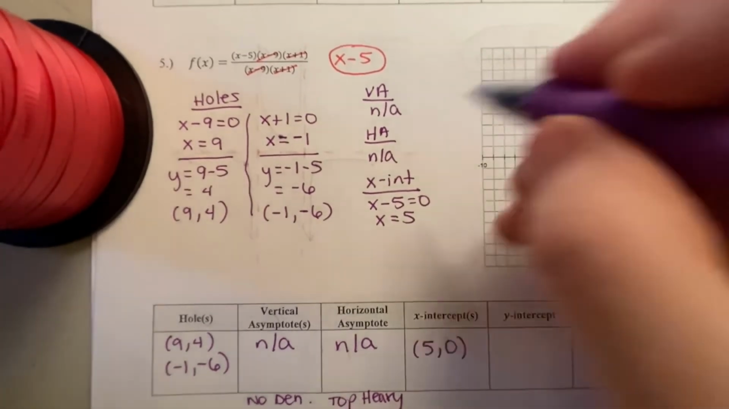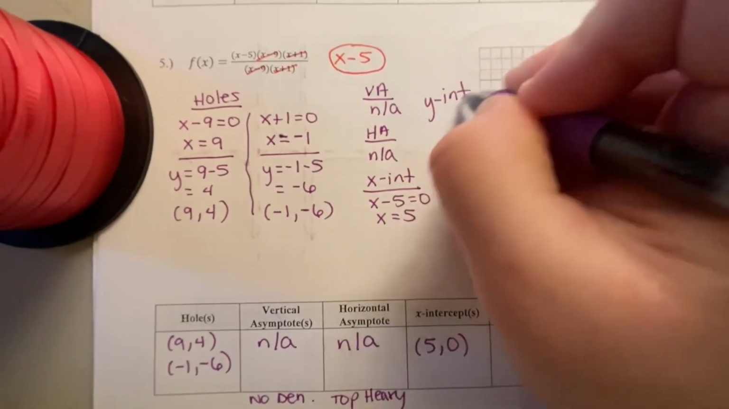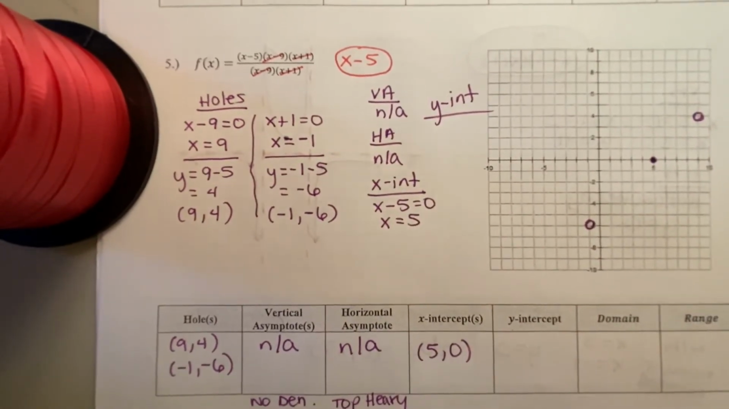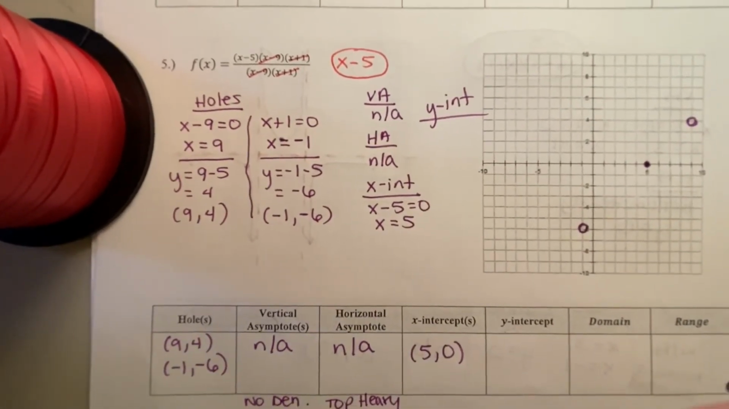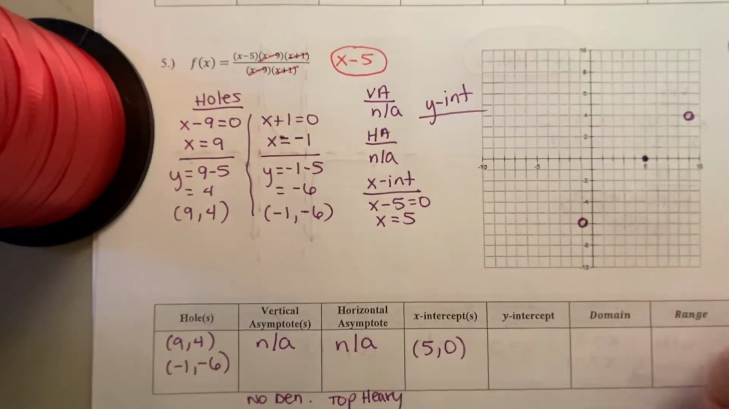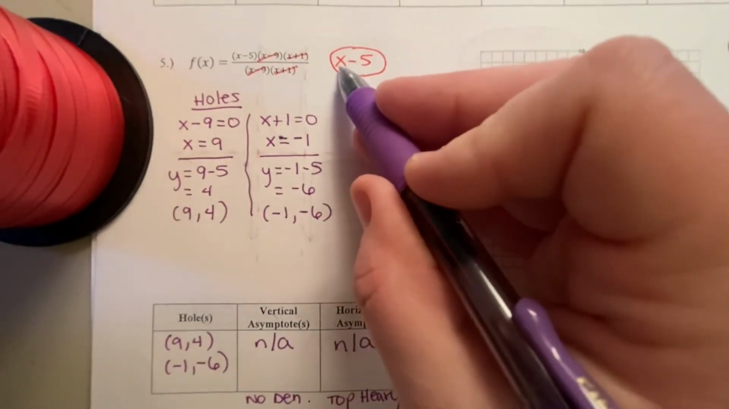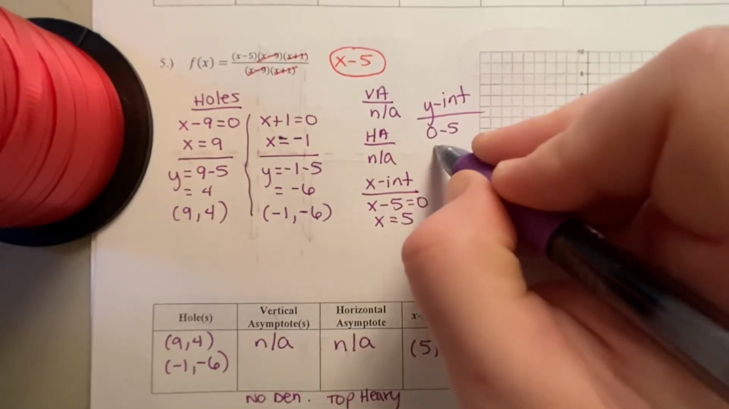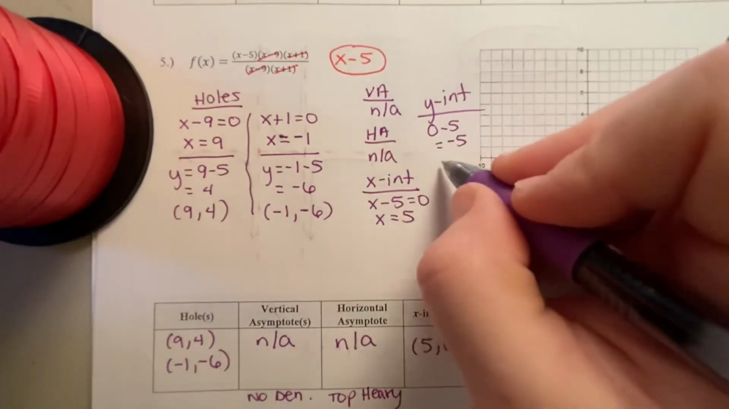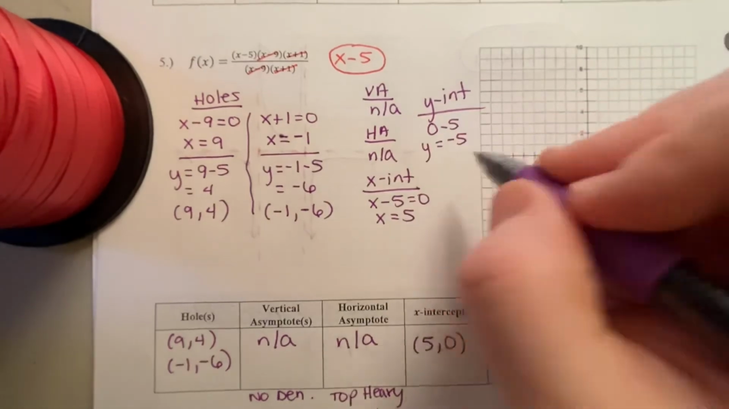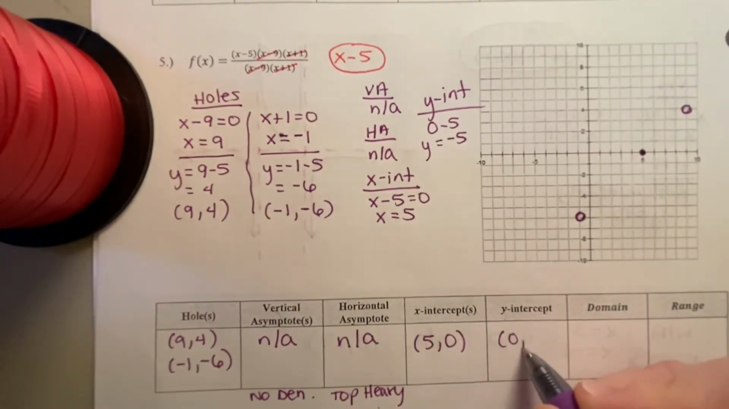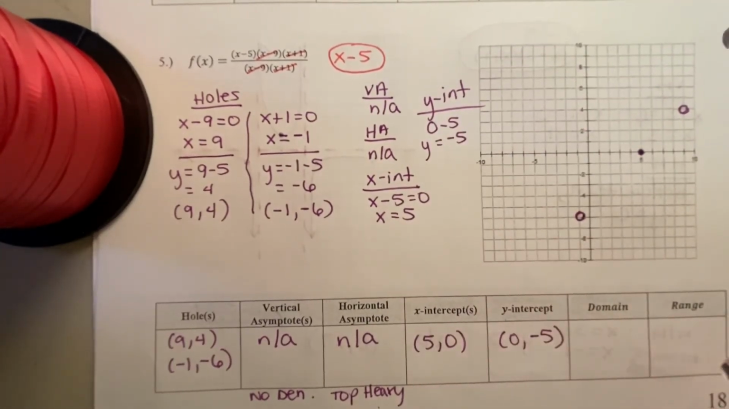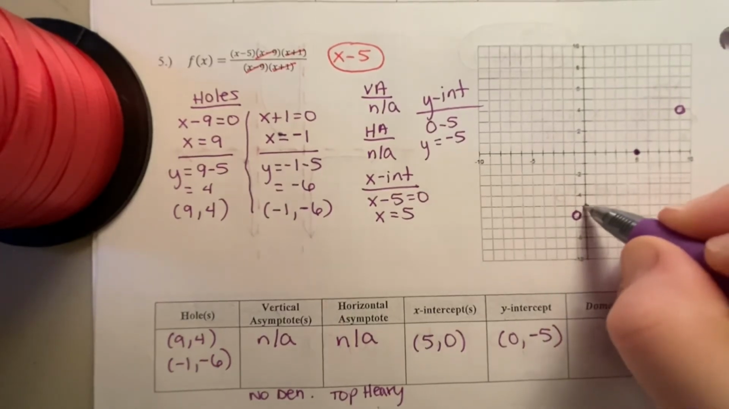For the y-intercept, it says to substitute a 0 in for x and then solve for y. So if I substitute a 0 in, then I would say 0 minus 5 is negative 5. So y is equal to negative 5. So that would be 0, negative 5. That's my y-intercept. So that would be right here.